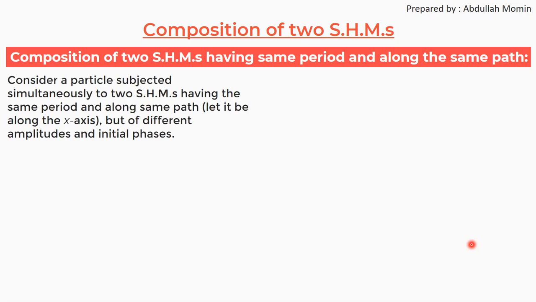Consider a particle subjected simultaneously to two SHMs having the same period and along the same path, let it be along the x-axis, but of different amplitudes and initial phases.